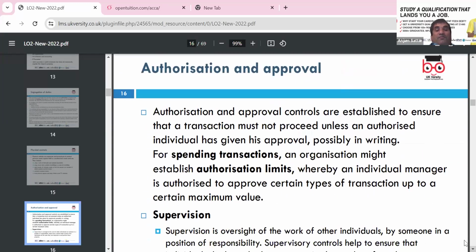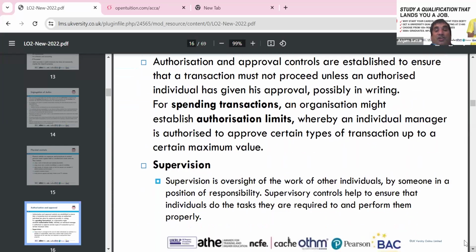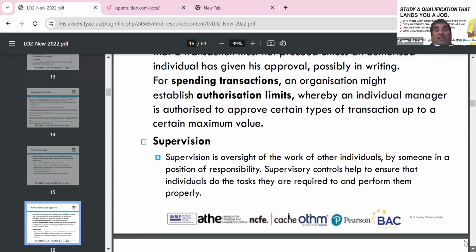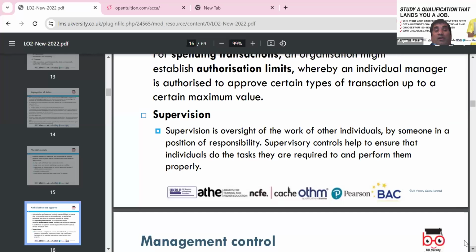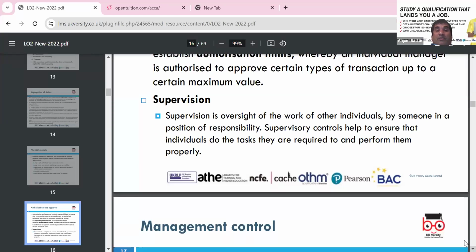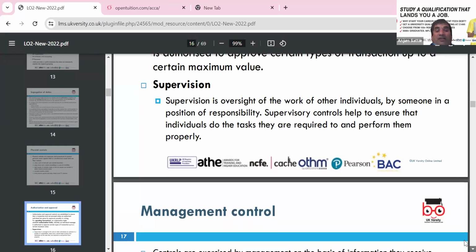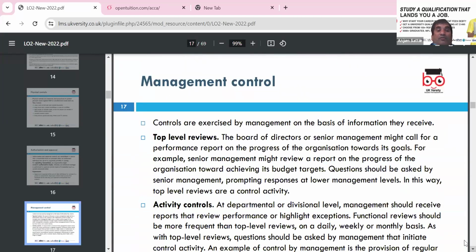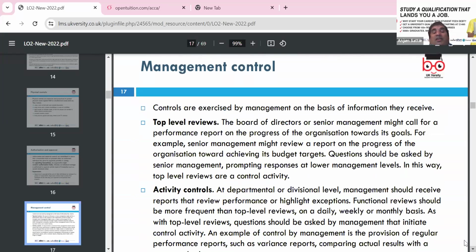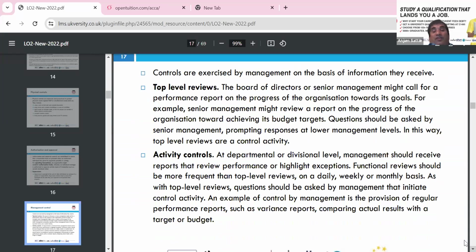Authorization and approval: spending transactions, authorization limits, supervision. Yes, supervision on our side, and the work of other individuals in someone's position of responsibility being checked. Management control. So control, as we discussed earlier, means corrective action exercised by the management, top-level reviews, activity controls. Yes, who is responsible?